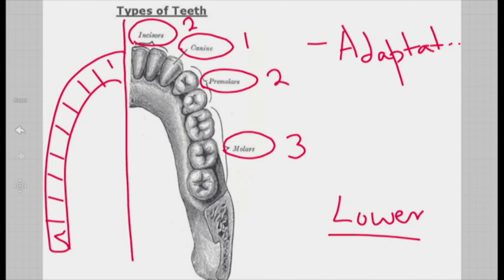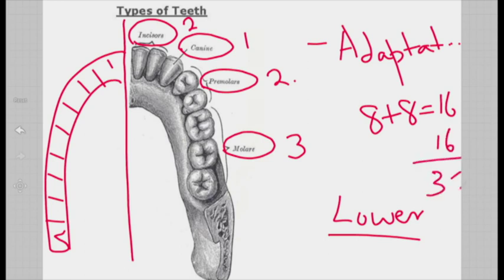So the lower jaw therefore will have 3 plus 2, that's 5, 3, 4, 5, 6, 7, 8. That is 8 plus 8. That's the left side and the right side of the lower jaw, which is 16. Then plus 16 from the upper jaw. That makes 32 teeth. Thus, an adult human being has 32 teeth.